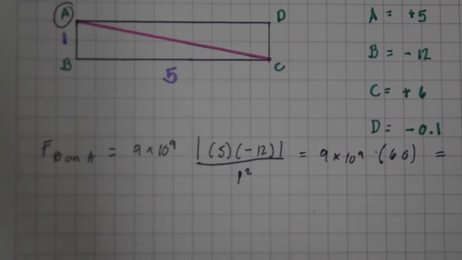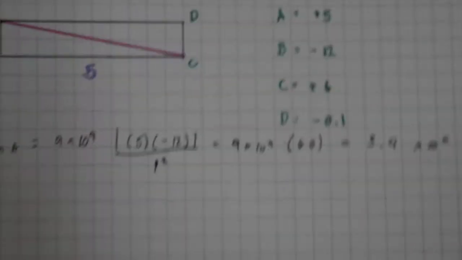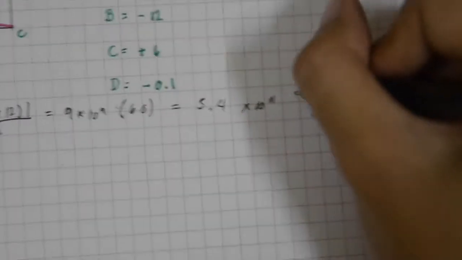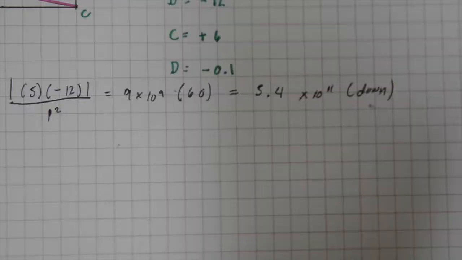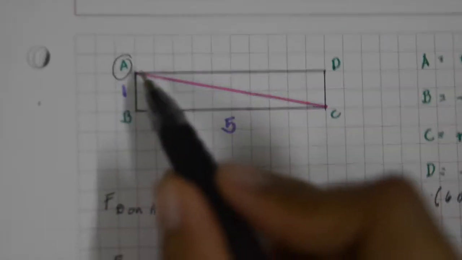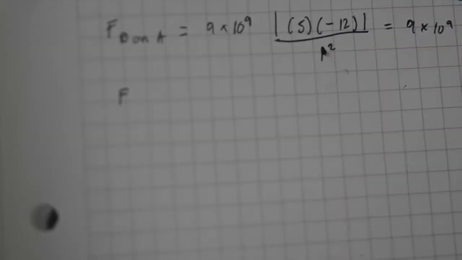So A will be going downwards towards B. So this will have the value of down. Okay, next, let's go first with D, since D is just there, so it's easier compared to C, which is slanting. So let's go first with the forces exerted by D on A.